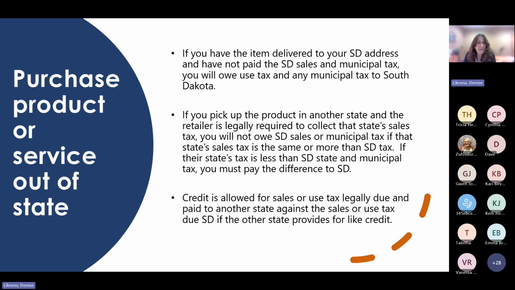So credit is allowed for sales or use tax legally due and paid to another state against the sales or use tax due if the other state provides for like credit. That's what we mean by reciprocity. If they give like credit, like North Dakota does, Minnesota does, they give reciprocity to anybody purchasing here and taking it in. But it just makes a difference if it's the same rate or greater. If it's less, you're going to owe the additional amount.